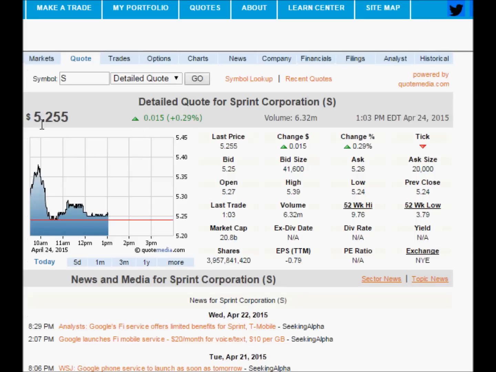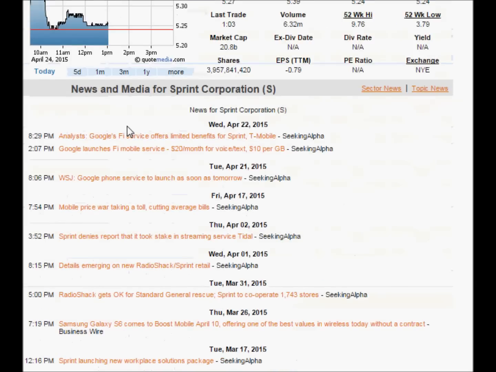It'll have the last price here with a day's chart. You can also switch between a 5-day, 1 month, 3 month, and even a year. Also, you can have a very detailed quote information on this stock here. Below you can find some of the current market news specifically pertaining to this stock. You could also switch between the sector that this company is in and some of the topics that this company is often mentioned in.